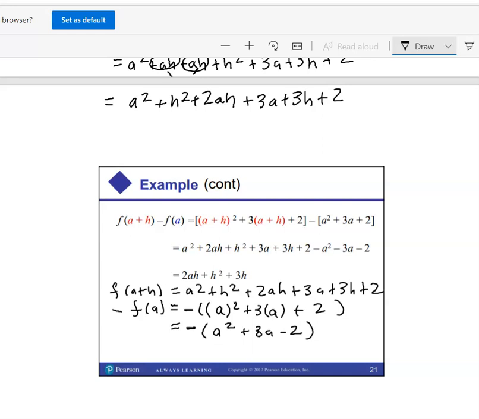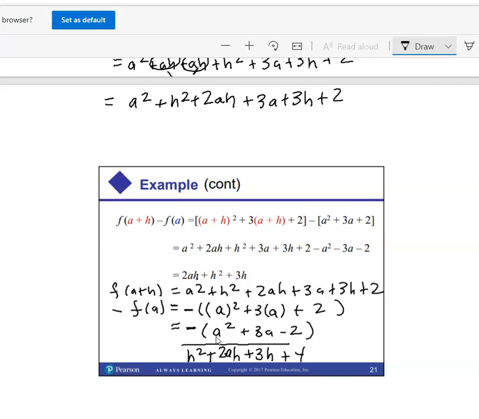If we start combining these, we would have a squared minus a squared. Those cancel out. We do have an h squared left. We have a 2ah left. The 3a minus 3a, those cancel out. 3h doesn't have anything to go with it, so we still have that. Then 2 minus a negative 2 actually turns into 4.